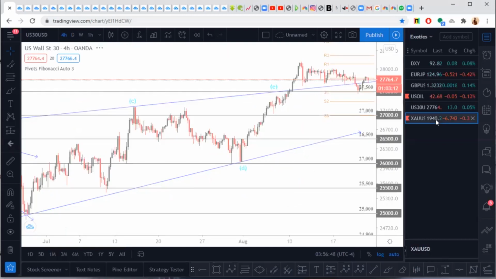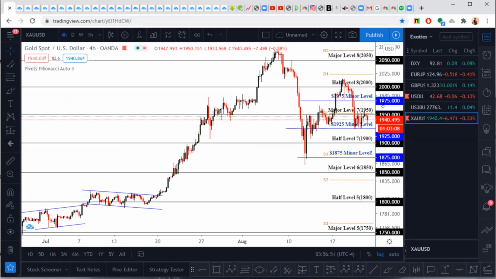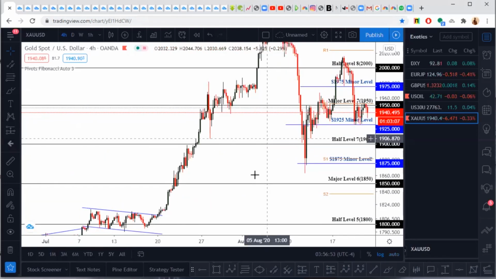Maybe I'll try and take on this gold trade, the day trade that I talked about. But that's it from me now. There's nothing else that I'm looking at.